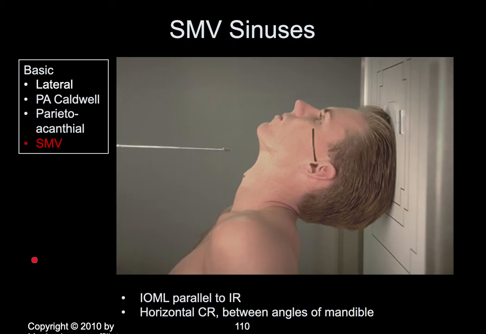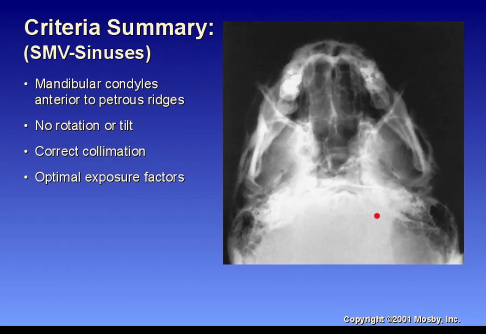SMV. An SMV is an SMV is an SMV. IOML parallel to the image receptor. Horizontal ray between the angles of the mandible. Okay, so between the angles of the mandible, just like that. Mandibular condyles anterior to petrous ridges. So your petrous ridges are down here. Your condyles are anterior to it. No rotation. Optimal exposure factors.